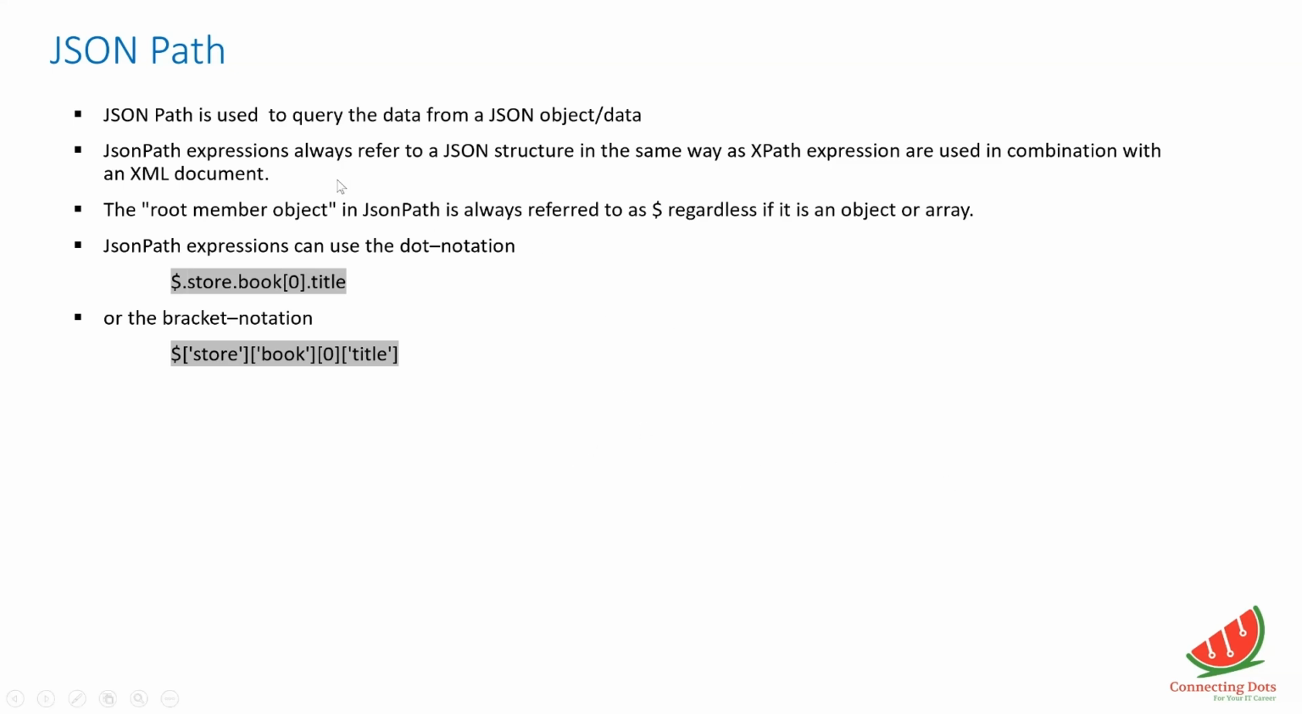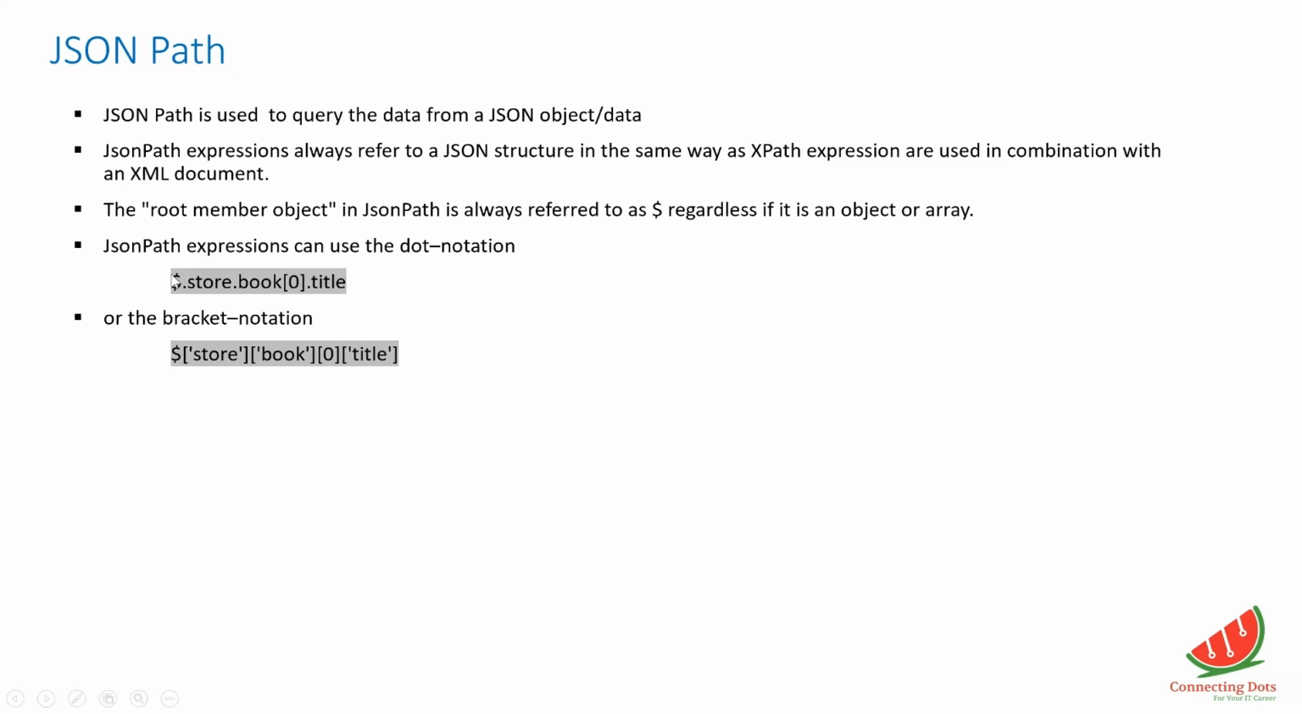These JSON expressions always refer to JSON structures in the same way as an XML document, which we used to call an XPath expression. The root member of the object is referred to as dollar. Whether it's an array or object doesn't matter. Dollar represents the root. JSON path expressions can be used in dot notation.